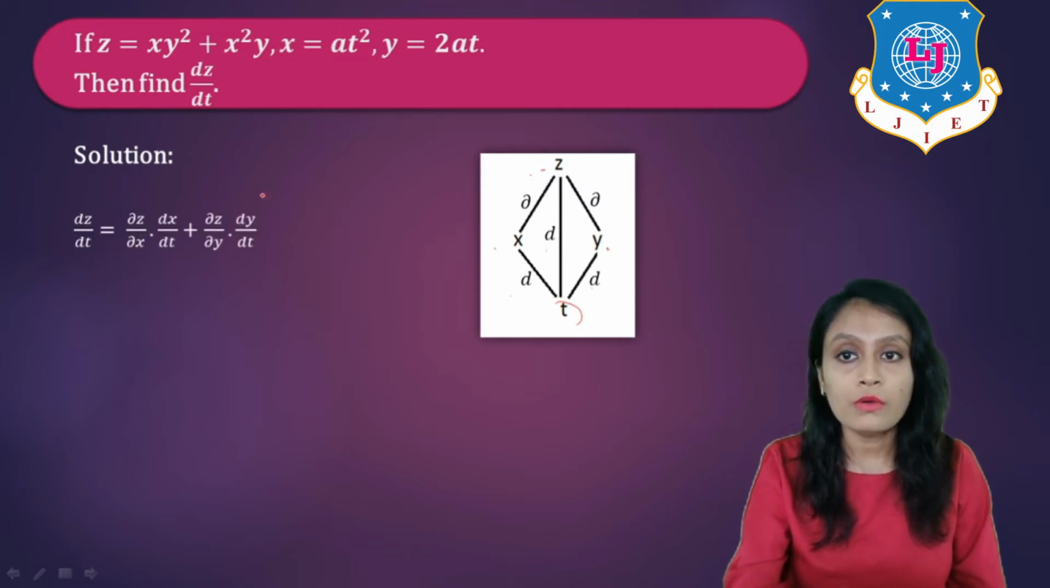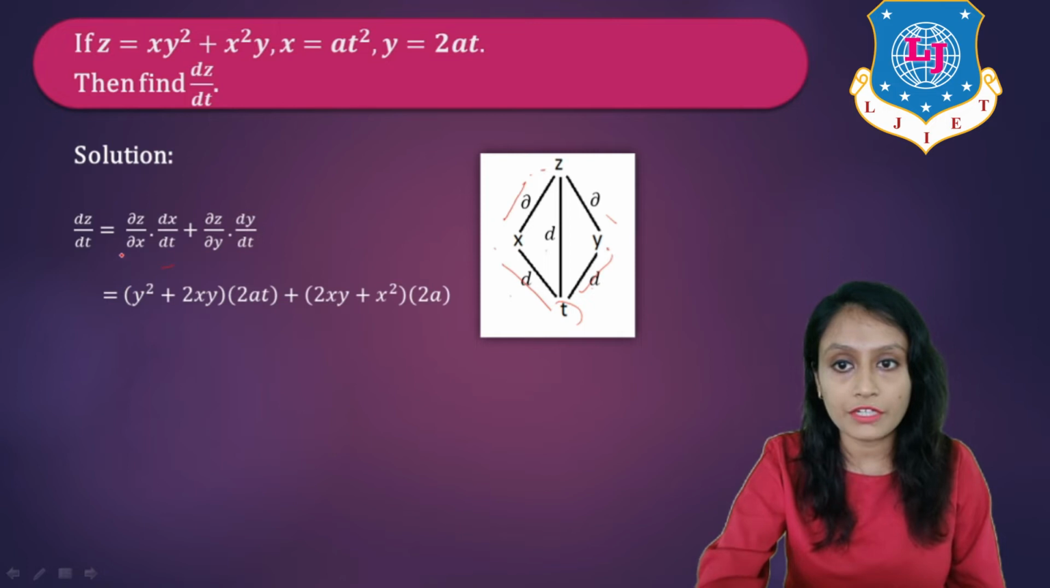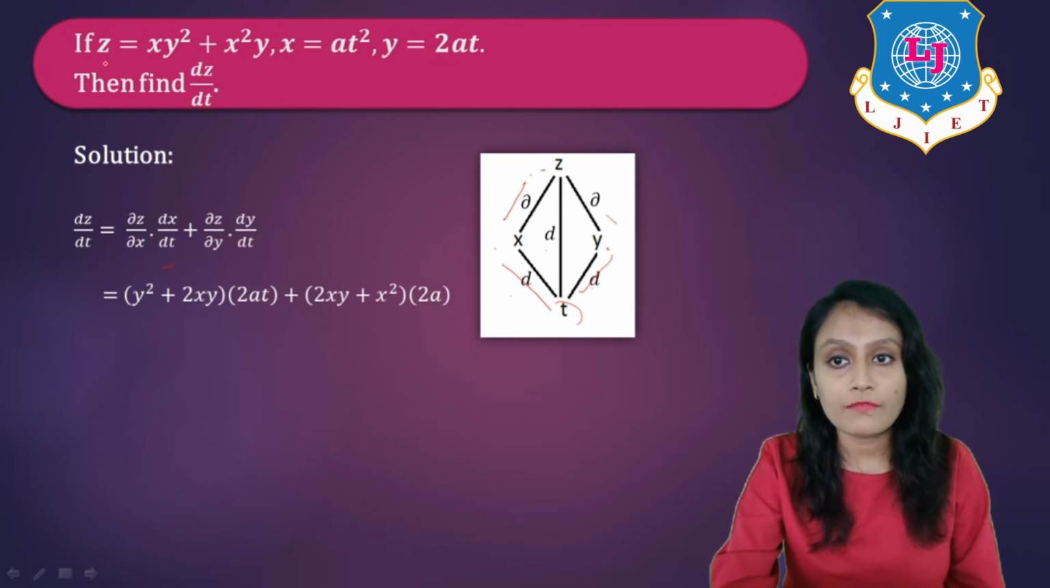Now the formula to find dz by dt is del z by del x into dx by dt, this term, plus del z by del y into dy by dt, this term. So we just have to simplify it further. Now the derivative of z with respect to x is y square plus 2xy, here we are keeping y constant, into the derivative of x with respect to t.